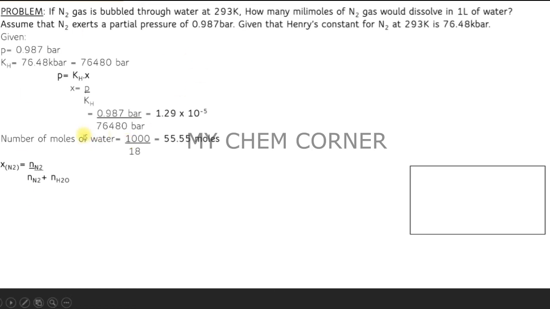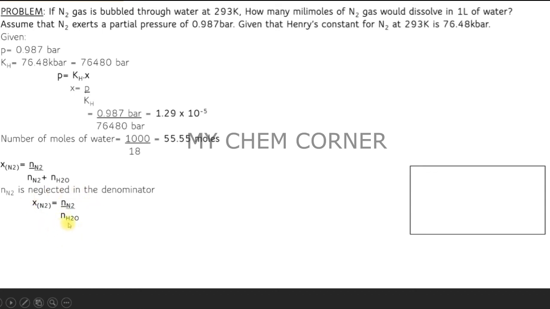Now we know the number of moles of water. So in this case, we're going to find the mole fraction of N2, which is equal to the number of moles of N2 divided by the number of moles of N2 plus the number of moles of water. Here, the number of moles of N2 we don't know. That's what we have to calculate, because the question asks how many millimoles of nitrogen gas. So in this case, the number of moles of N2 is neglected in the denominator. To make it easier, we neglect that solute in the denominator. So your formula becomes: mole fraction of N2 is equal to the number of moles of N2 by the number of moles of water.